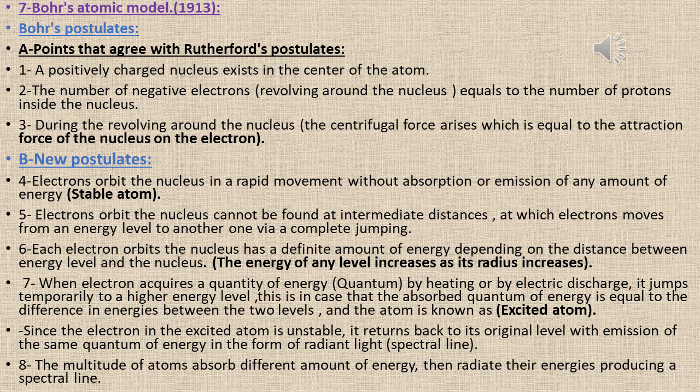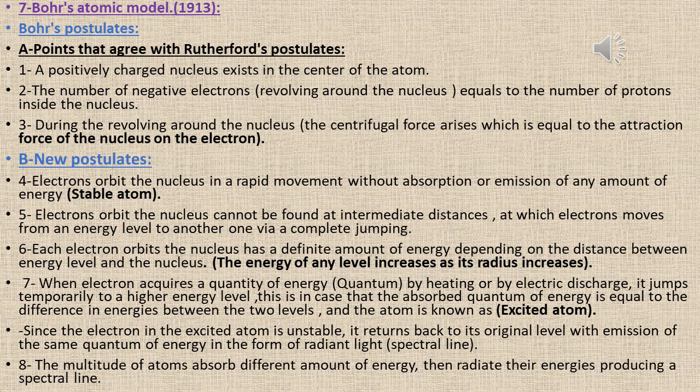It's called an intermediate distance. The electron moves from one energy level to another only by a complete jump. Each electron in each energy level has a definite amount of energy, depending on the distance, or the radius, between the energy level and the nucleus. As the distance between the energy level and the nucleus increases, the energy of the level also increases.